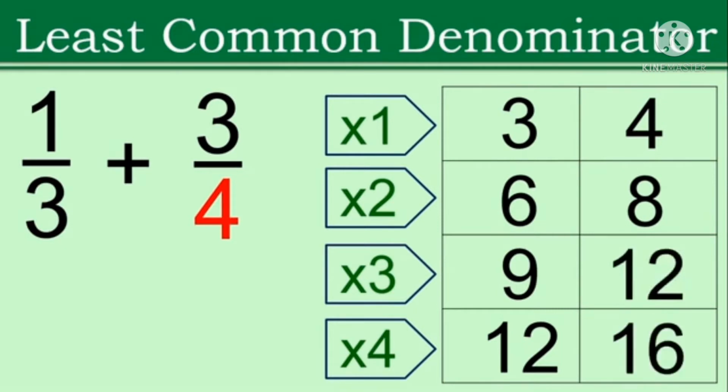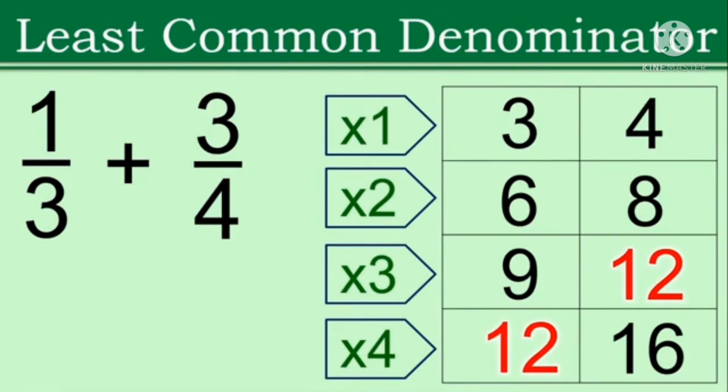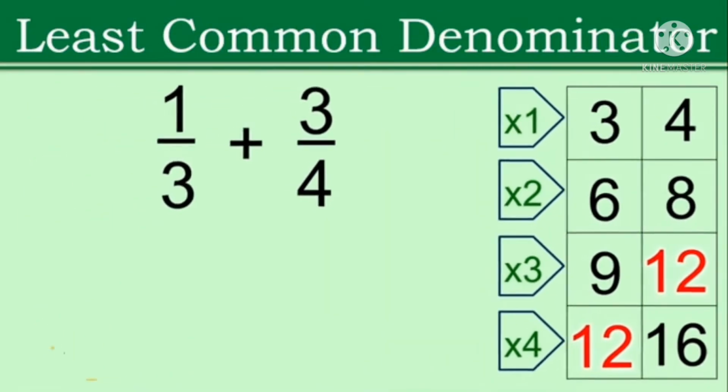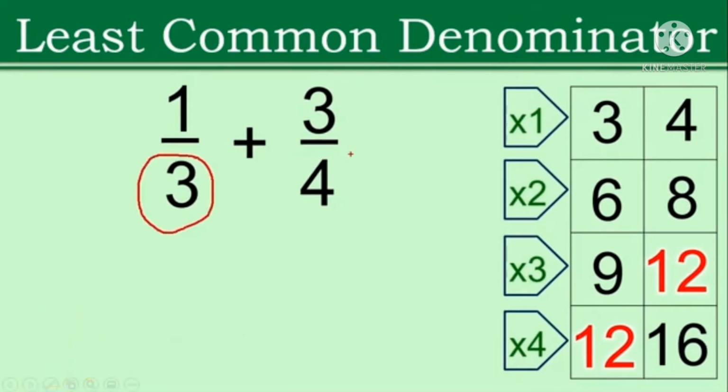There. Now, what's the purpose of listing all the multiples of each denominator? We are going to identify the lowest common multiple. And here, that is perfect. That's 12. And that further means that 12 here is the smallest whole number that can be divided by 3 and can also be divided by 4. Do you understand? So the next part is you're going to multiply the given fractions by these numbers.